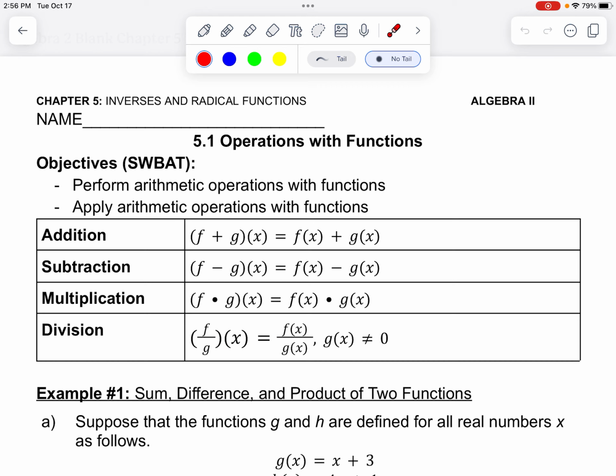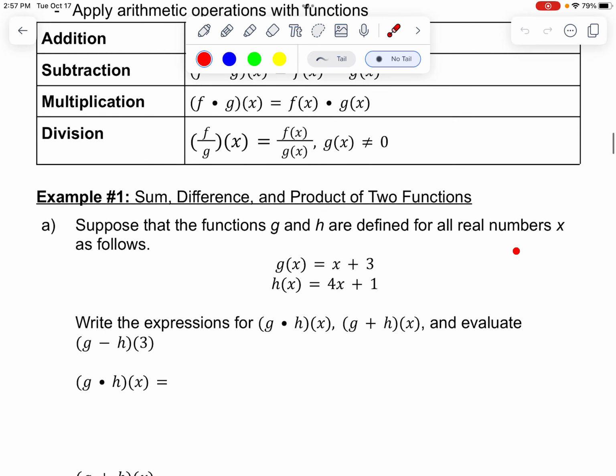Now when you divide, you're going to have a special case here. Your denominator, so whatever g of x is, cannot equal 0. So you're probably going to have a domain value that's not defined in the domain. You'll see that as we get going here. So what your homework is going to give you here, it's going to have you get two functions.